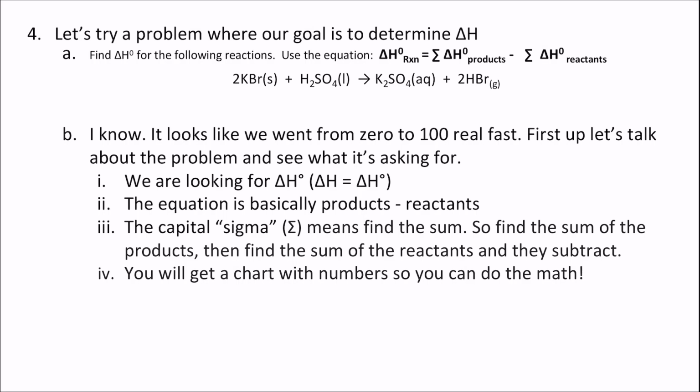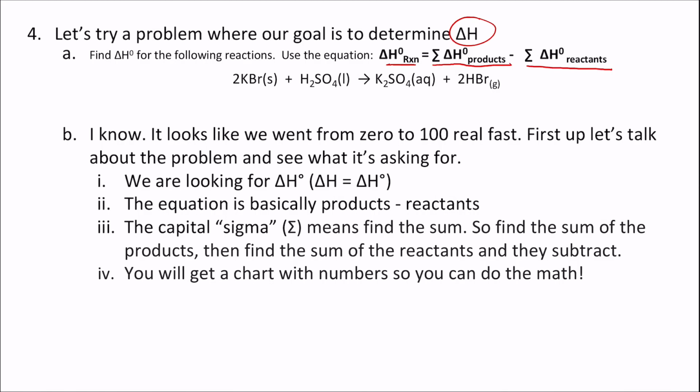Let's try a problem where our goal is to determine the delta H. So it says, find delta H for the following reactions. Use the equation delta H reaction equals delta H products minus delta H reactants. I know. It looks like we went from 0 to 100 real fast. First up, let's talk about the problem. Let's see what it's asking for.